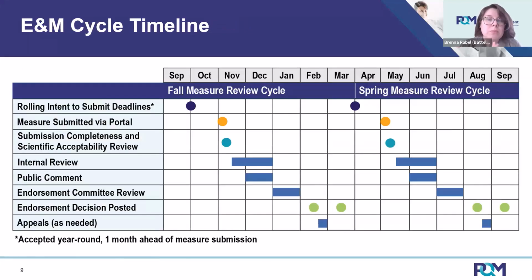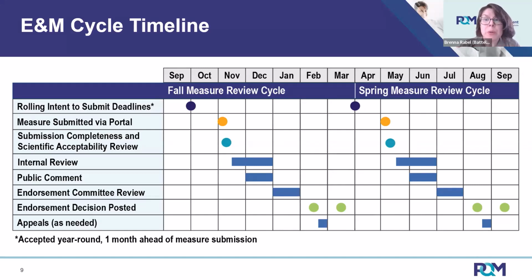So here we're showing very simply what happens across the 6-month endorsement and maintenance cycle. The dark blue and orange dots are really where we're going to be focusing today. When we get to the teal dot, that is where we're going to conduct our initial completeness review, and that's where we'll reach out to developers with any questions about their submissions, any fields that look a little wonky.